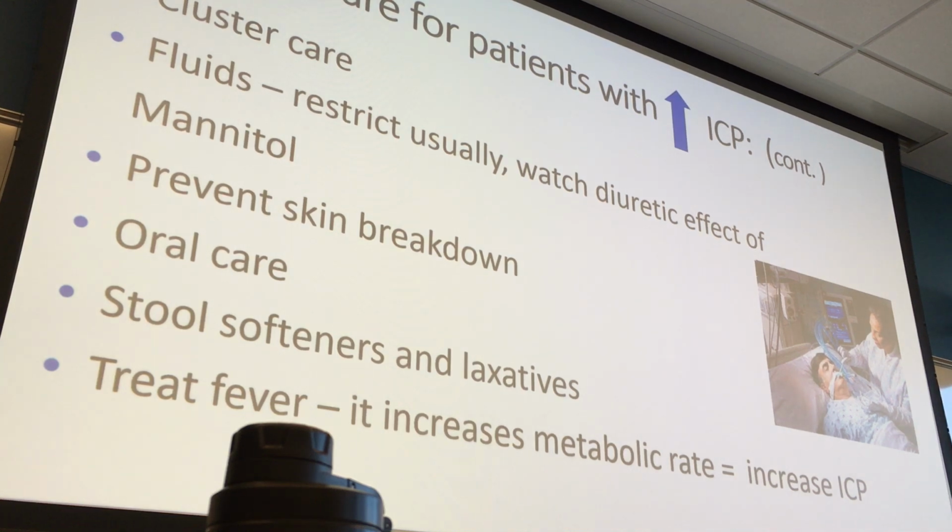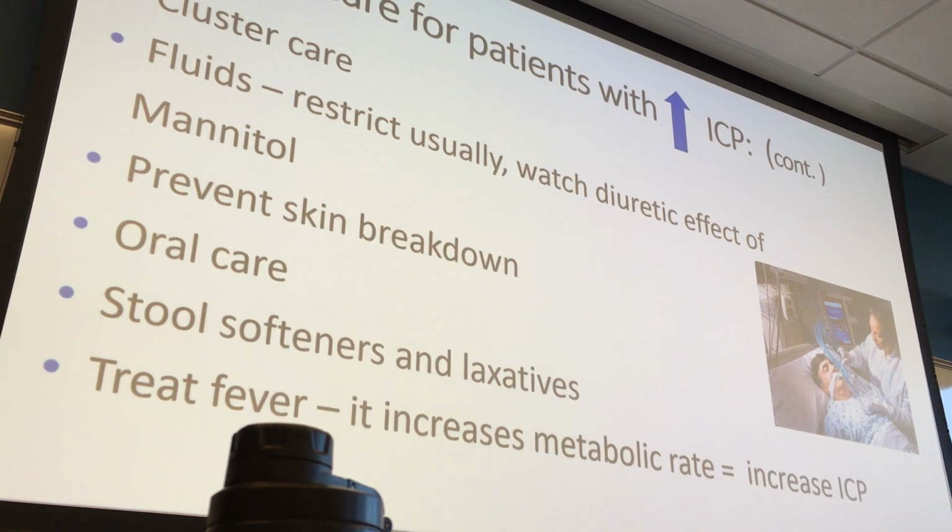Same thing, we're still talking about nursing care, okay? You'll hear the word cluster care, that's exactly what it is. You're clustering all your cares at the same time as much as you can. You'll do that a lot in the NICU, okay? They use that word like every sentence that comes out of their mouth. So you're always going to be clustering care, minimizing any stimuli, okay?